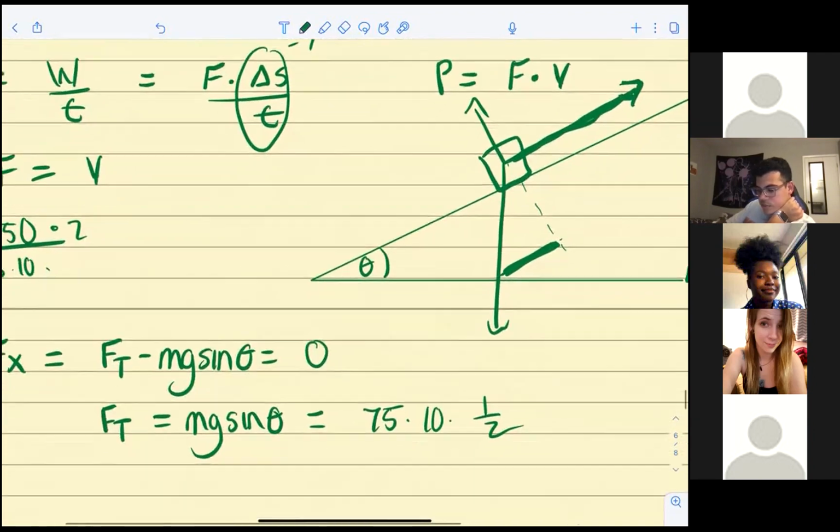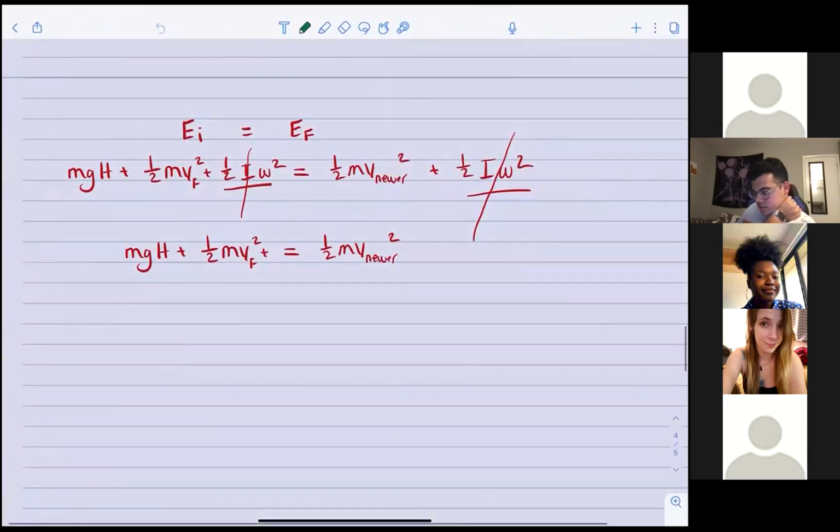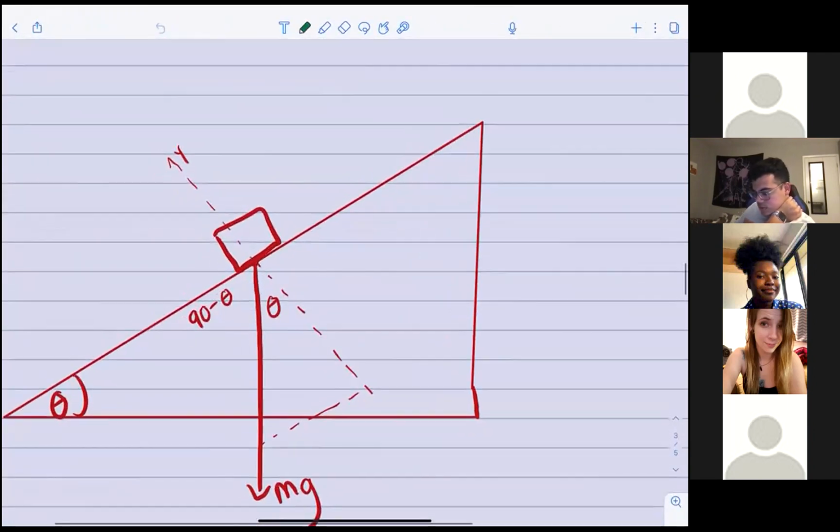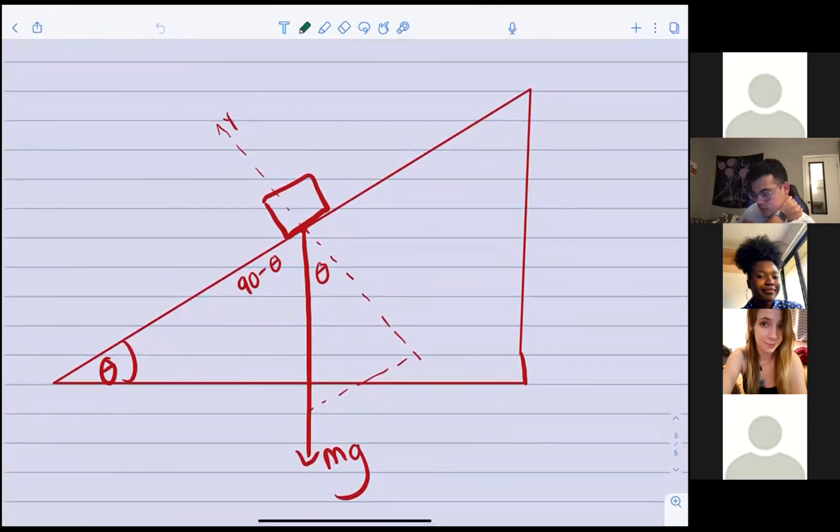Actually, I think I wrote a picture earlier. Look at this picture here. This angle is theta, right? Which means this angle must be, we know that this is 90 degrees. So this angle must be 90 minus theta, right?